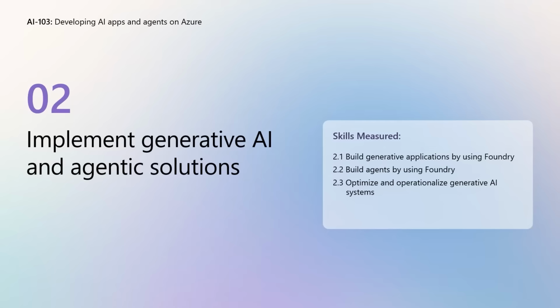Welcome to Domain 2, and this is a big one. Implementing generative AI and agentic solutions accounts for 30 to 35% of the exam. It's the largest single domain. If you're going to deep dive anywhere, this is the place. It covers building with Foundry, creating agents, and optimizing everything for production.